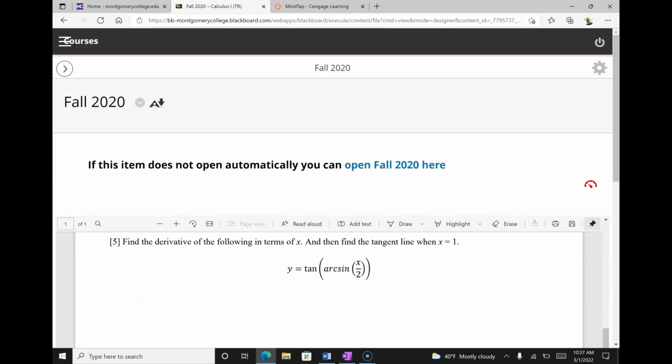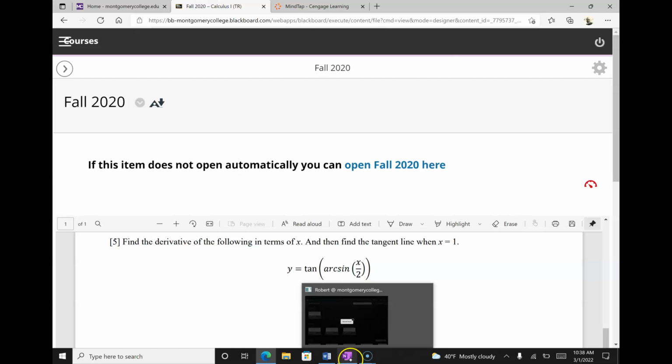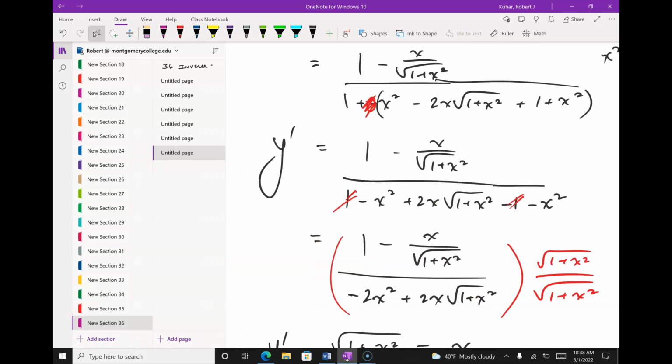There we go. Tangent of the arc sine of x over 2. Find the derivative and the tangent line when x is 1. Perfect. Find the derivative in terms of x, and then find the tangent line when x is 1. You with me? Okay, I'm going to write the problem down so you don't have to worry about copying it here. And I'll slow down a little bit.